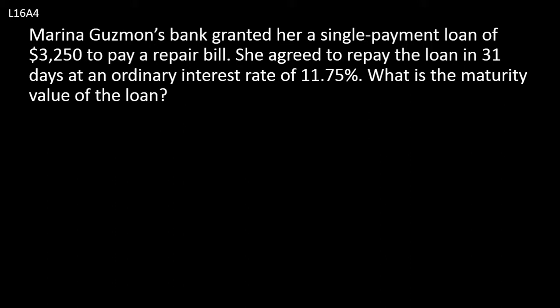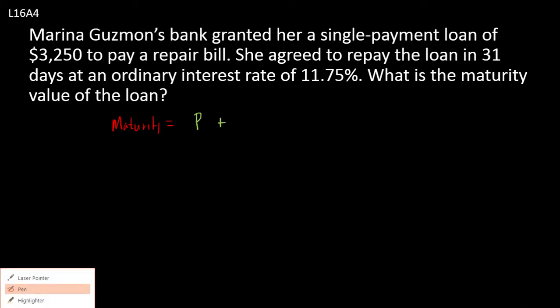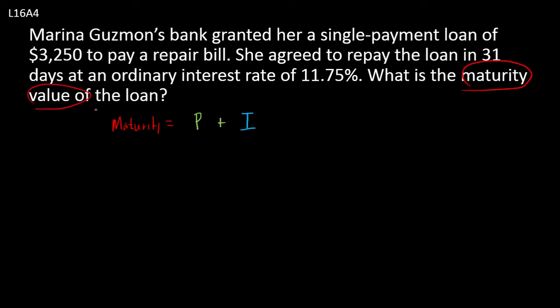Now remember, maturity value is the worth of the loan after the principal has had time to accrue interest. So maturity value is going to be equal to the sum of the original principal, P, and any interest, I, it has accrued. So we're looking for maturity value, which again is equal to principal plus interest.